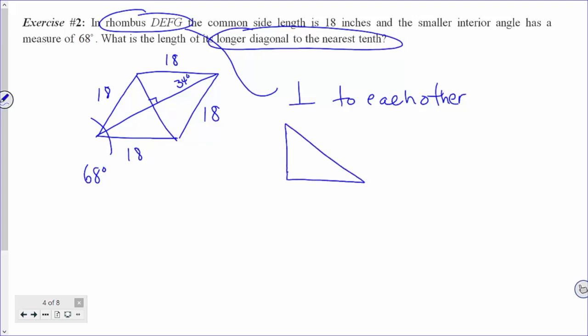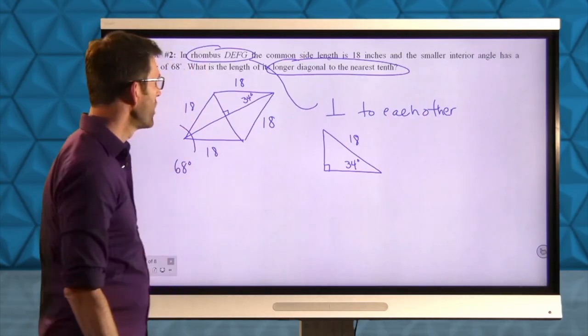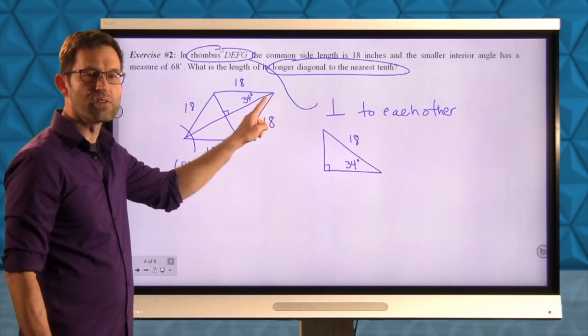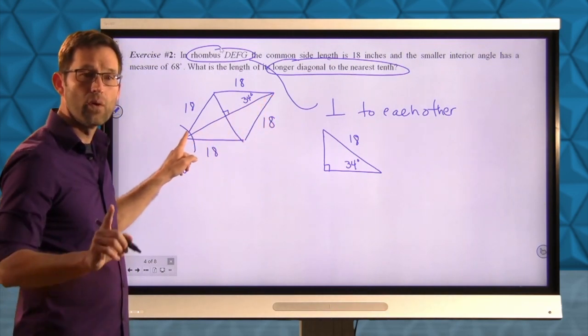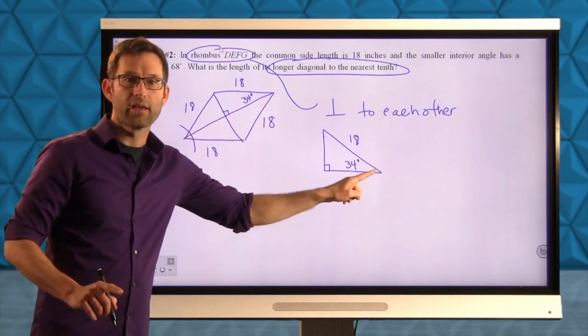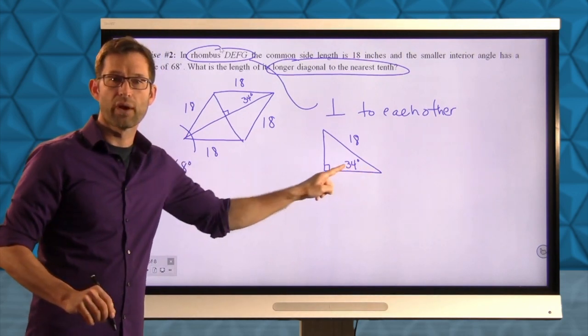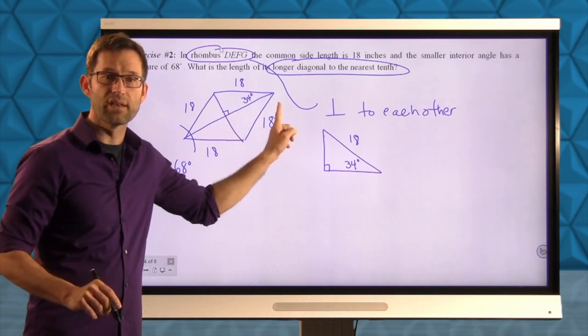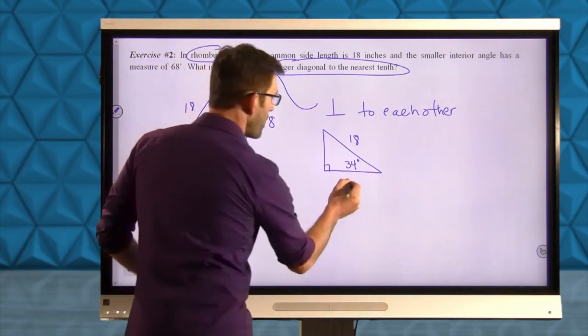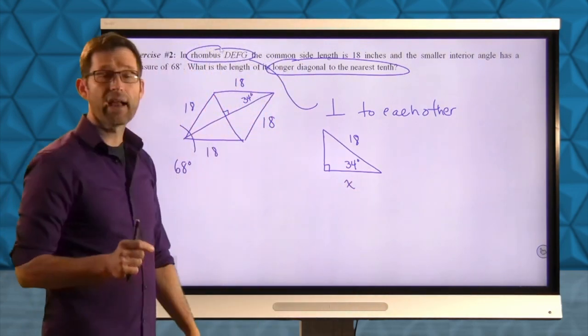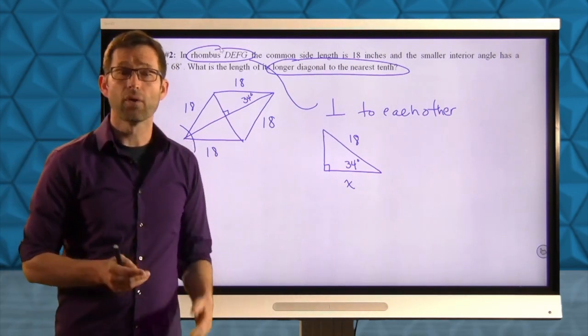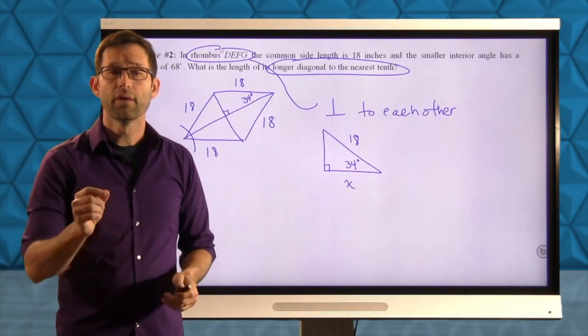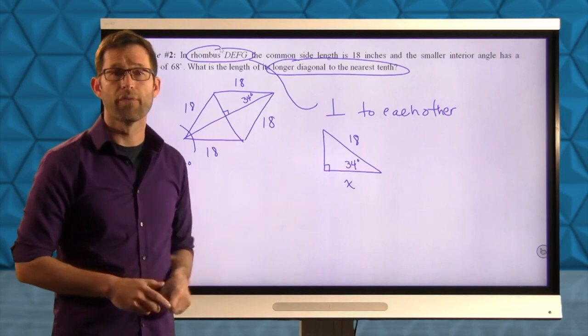All right, something like that. This is 18. This is 34 degrees. Okay, and I want the length of this longer diagonal. Well, this portion of this right triangle right here, which is a leg, is half of that length. I'll call it x, and then the length of the longer diagonal will be twice that value. Take a moment now and solve for the value of x.